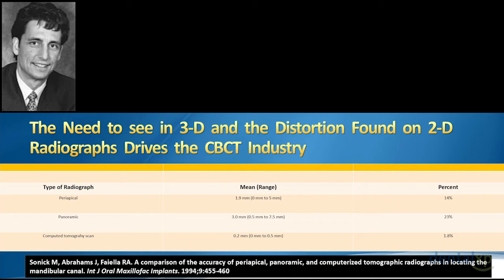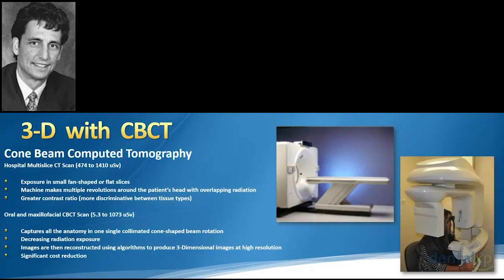We have this beautiful technology. We should utilize it when it's indicated. So rather than have 14%, 23%, you can get down to under 2% as far as your distortion, which means you can be very accurate in your placement, and we can push the limit much more than we can with two-dimensional radiographs.